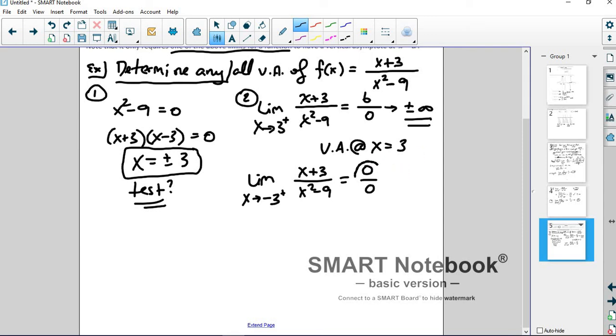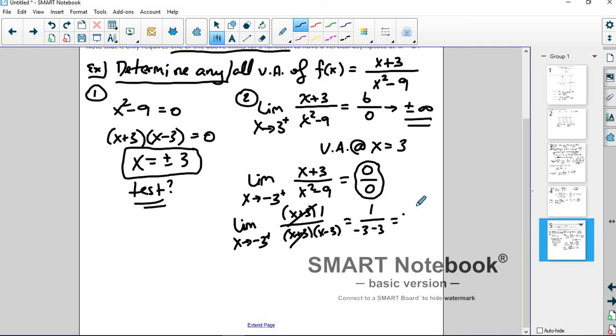You can never, ever stop with 0 over 0. It's called an indeterminate form because it tells you nothing. It gives you no information about the limit whatsoever. It simply says do some more. So what are we going to do? We're going to factor the denominator, of course, and get an x plus 3 on the top, get an (x plus 3)(x minus 3) on the bottom, divide, get a 1 up top, and get 1 over negative 3 minus 3, so we get negative 1 over 6.